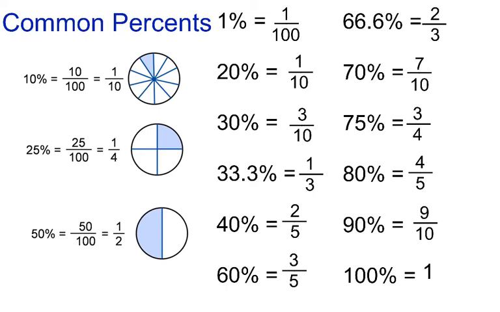So we have 10%, 25%, and 50%. Those are very, very common. And then we have some other common fractions that you'll see as percents. And one thing I want to point out, 66.6 repeating percent is 2/3, and 33.3 repeating percent is 1/3. So take a minute to pause this tutorial and write down a table with some common percents. Go ahead and take a minute to pause now.